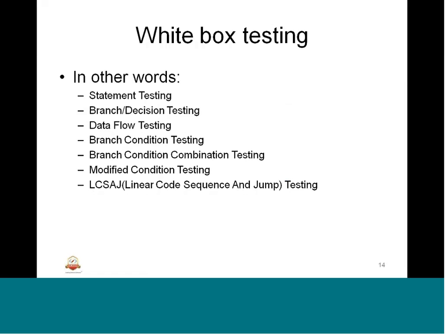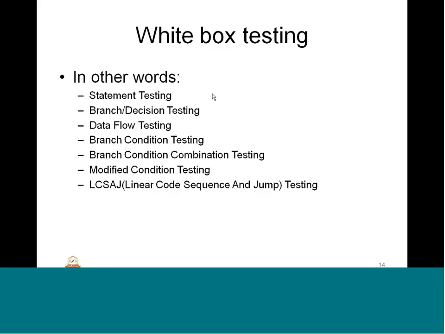Okay, so white box testing, in other words, what are the types of white box testing that we have? So we have statement testing where all the statements are to be executed, and we have branch decision testing where each decision path and branch path needs to be tested. And we have data flow testing where the data that flows within the embedded system needs to be tested in terms of all possible values. And the branch condition testing where the branch leading to different conditions needs to be tested.